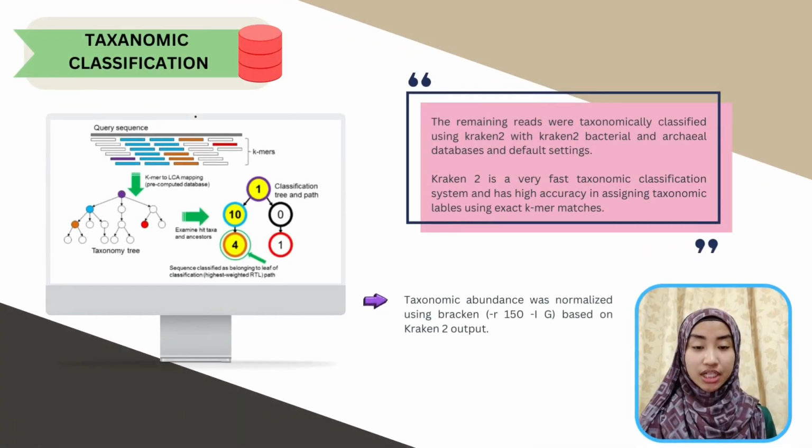The next step is taxonomic classification. After the reads were filtered, the remaining reads were taxonomically classified using the Kraken 2 software with the Kraken 2 bacterial and archaeal databases and default settings. Kraken 2 is the latest version of Kraken, a very fast taxonomic classification system with high accuracy in assigning taxonomy labels using exact k-mer matches. Taxonomic abundance was normalized using Bracken (-r 150 -l G) based on the Kraken 2 output to estimate the abundance at the species level, the genus level and above.